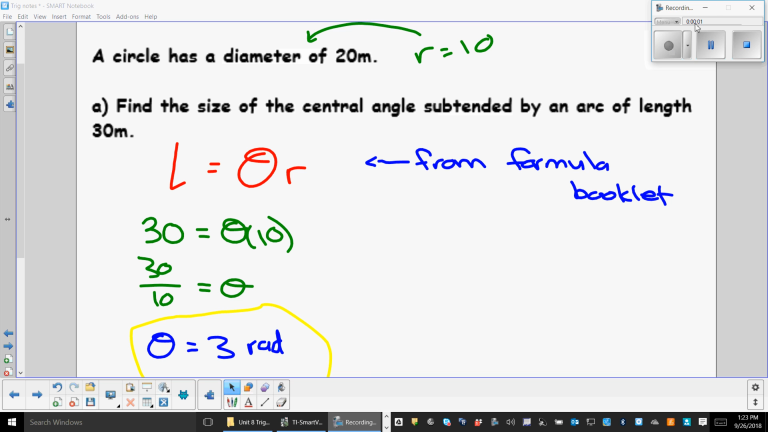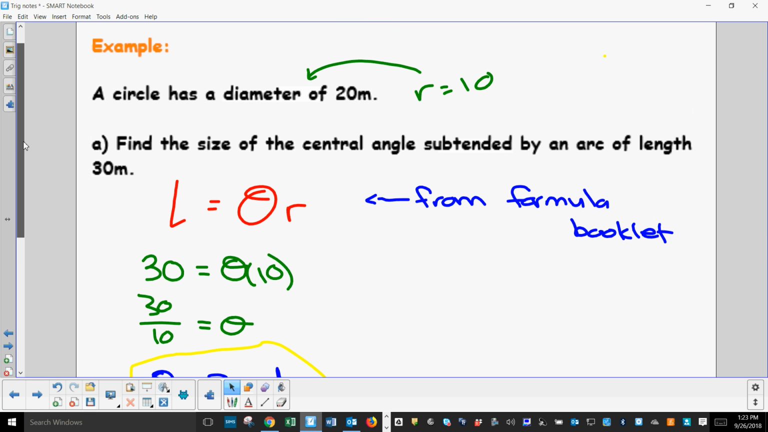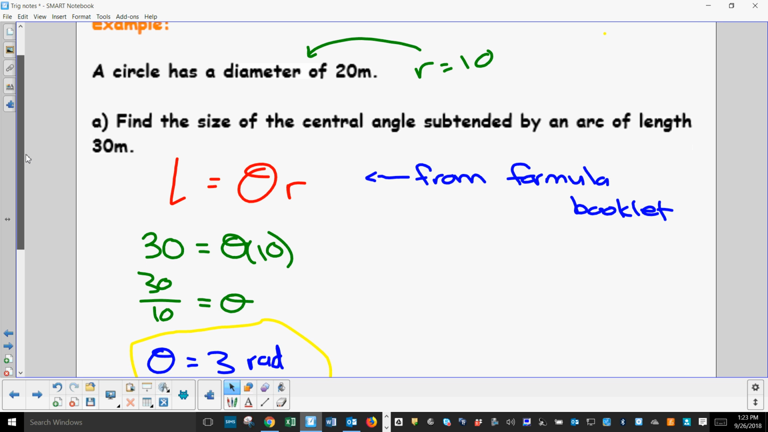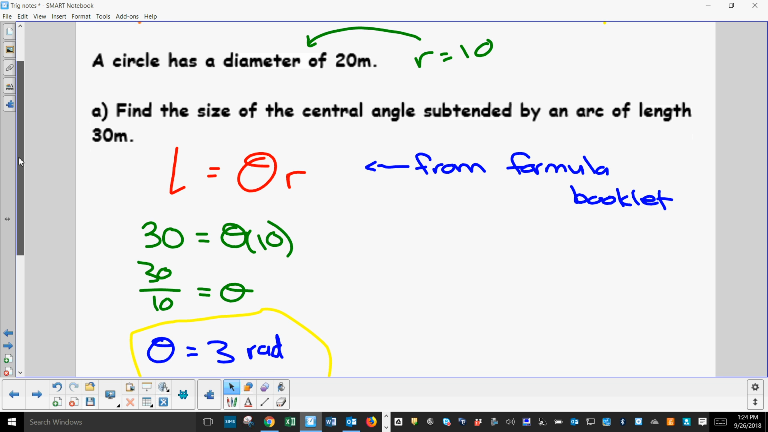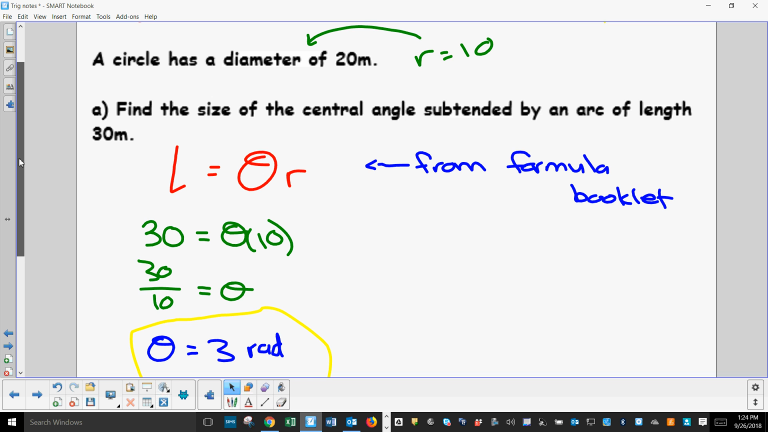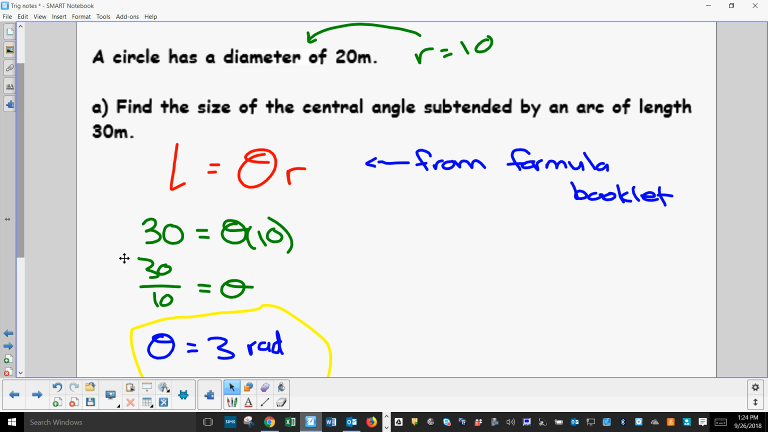So recording now. This is the example from the last lesson. We had a circle with a diameter of 20 meters, which means the radius is 10. Find the size of the central angle subtended by an arc of length 30 meters. We thought, let's use the nice little radians formula, because it's super easy, and find the angle in radians.